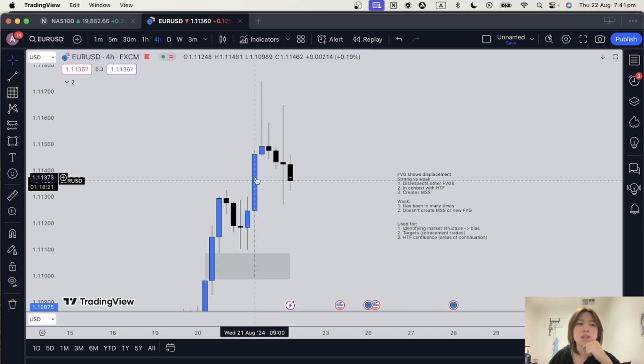Basically, the reason this is a concept is because it means that price is going up so fast. It shows displacement, it shows volume. It's price moving up in a direction so strongly that there are no other wicks here. After this candle closes, it pushed all the way up, going past this wick, and even after that, in the next candle, price doesn't go back down. So that's why there's this gap here, and that's why it's called a fair value gap.